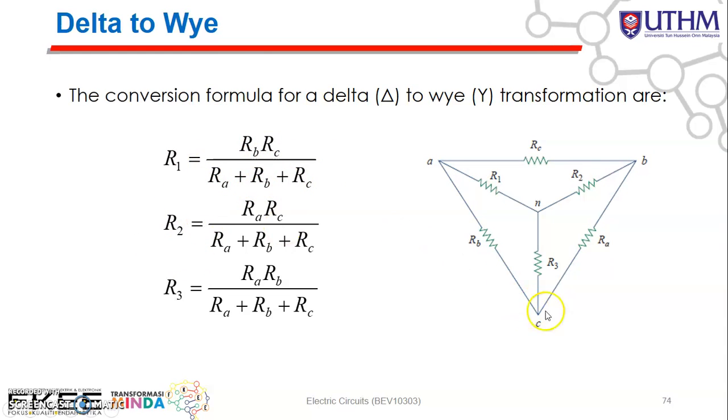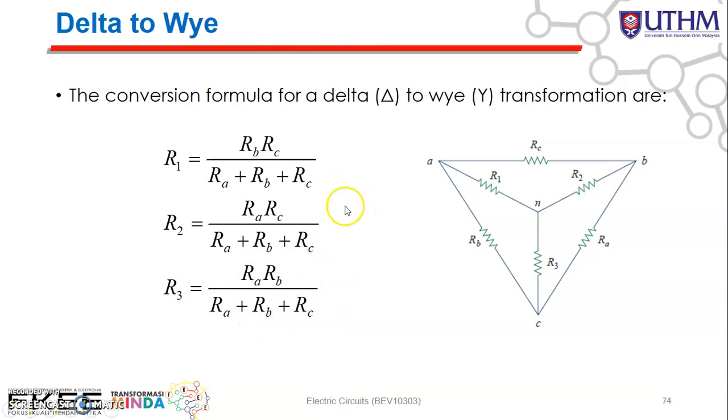How about R2? R2 is here. R2 is surrounded by RC and RA. So that's why R2 is equal to RA multiplied with RC over RA plus RB plus RC. For R3, R3 is surrounded by RA and RB. So that's why R3 is equal to RA, RB divided by RA plus RB plus RC.